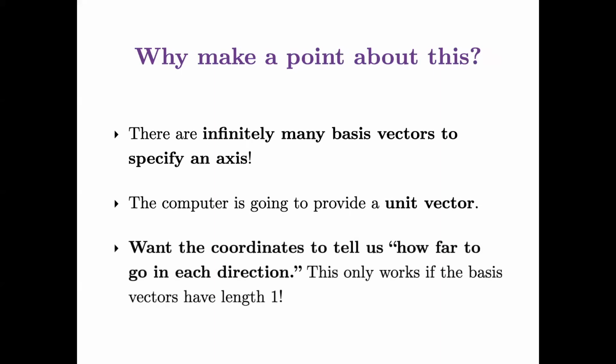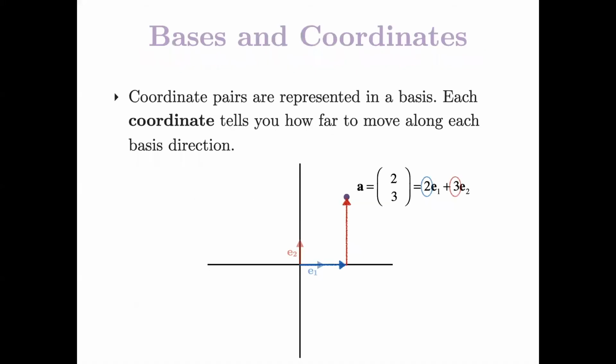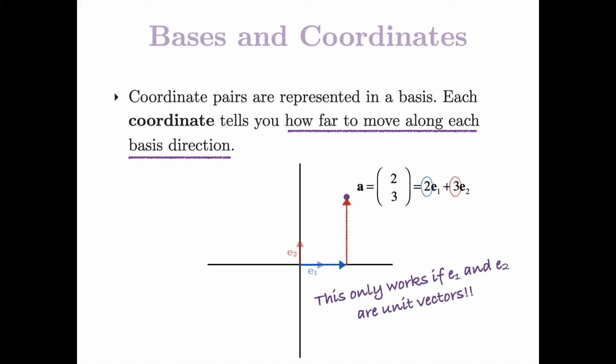But the main reason is that we want the coordinates to tell us how far to go in each direction, meaning how many units do I walk in each direction. And this only works if those basis vectors have length 1. Recall that coordinate pairs are represented in a basis, and each coordinate tells you how far to move along each basis direction. Okay, so this is what I mean when I said it was implicit in our previous discussion, because this only works if E1 and E2 are unit vectors.